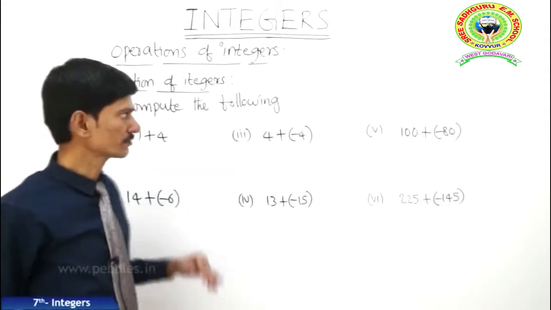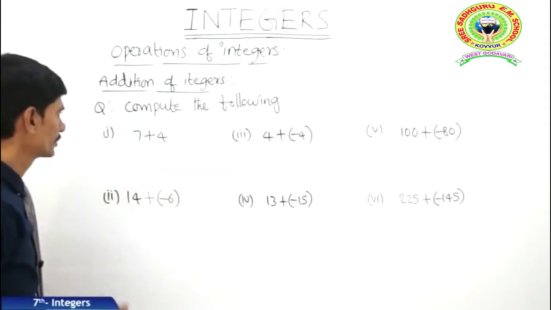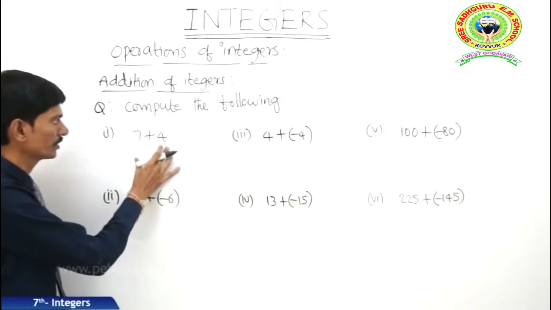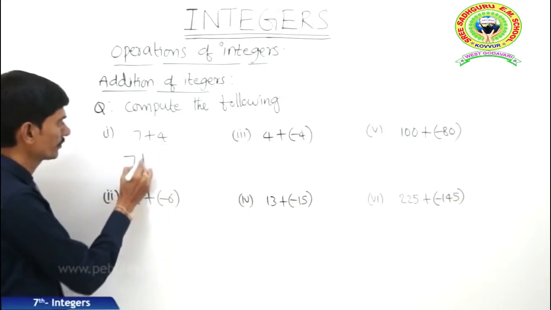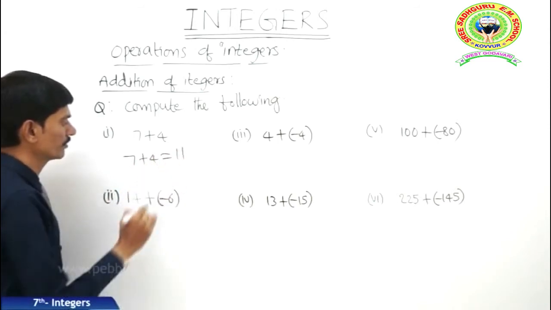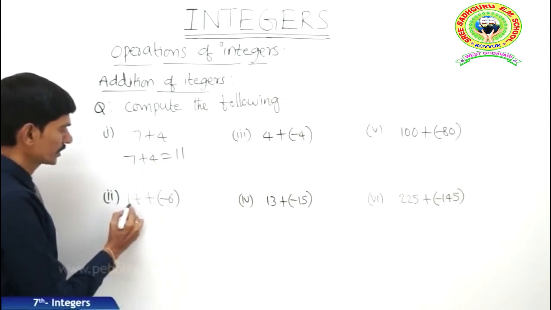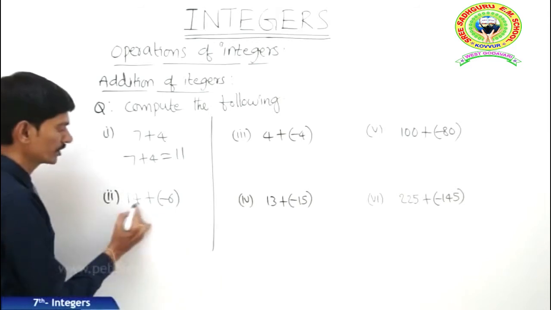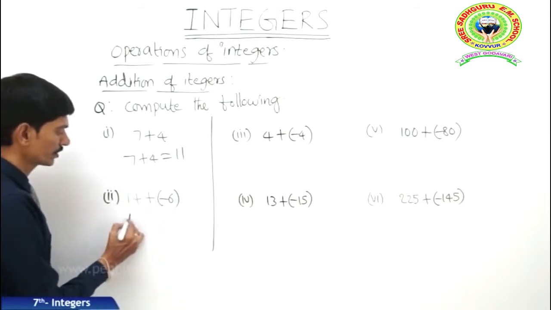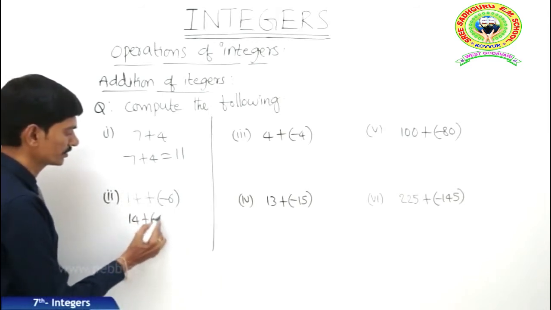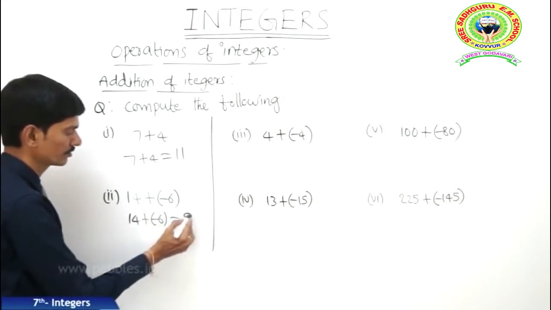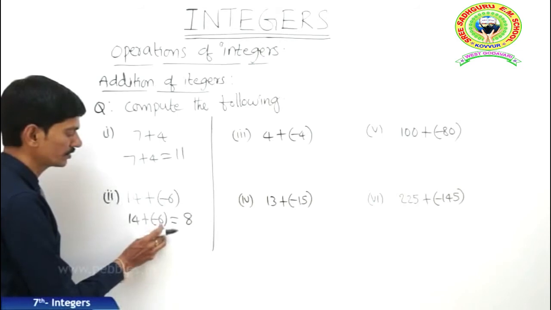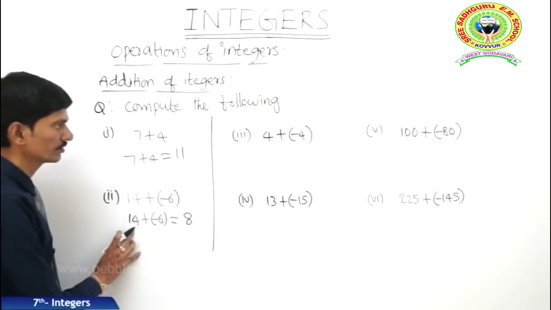Now let us solve the next question. Compute the following. So the two positive integers are added. So when you add 7 and 4, then we get 7 plus 4 equals 11. Then the second question, 14 plus of minus 6. Here 14 minus 6 is 8. So here a negative integer is added to the integer 14.